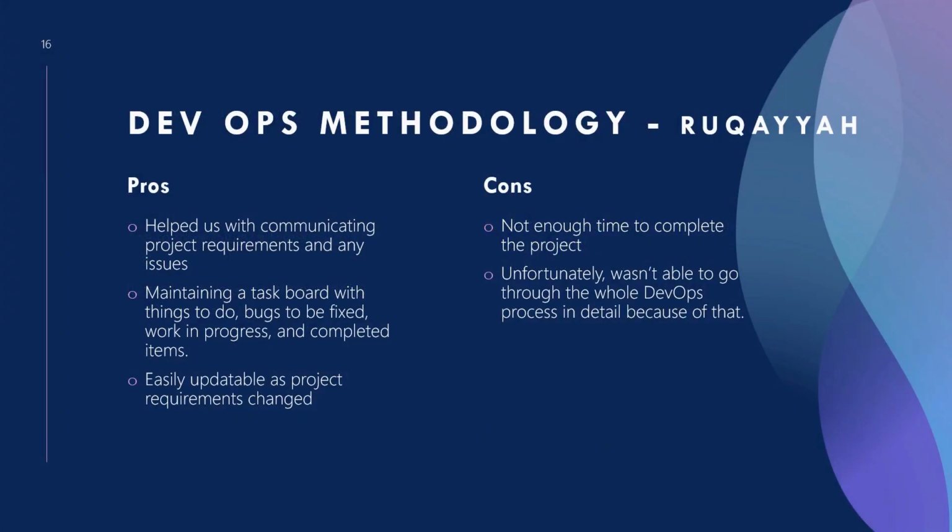For this project, we used the DevOps methodology. Some of the pros that I saw were that it helped us with communicating project requirements and any issues that we had. It also let us maintain a task board where we kept track of things that we needed to do, any bugs that came up, as well as work that was already in progress or had been completed. And it was easily adaptable, so as the project requirements changed, we were able to go in and add new items to the to-do list or fix any bugs that came up. The cons, though, were that we didn't have enough time to complete this project, and so we unfortunately weren't able to go into every aspect of the DevOps methodology in depth.